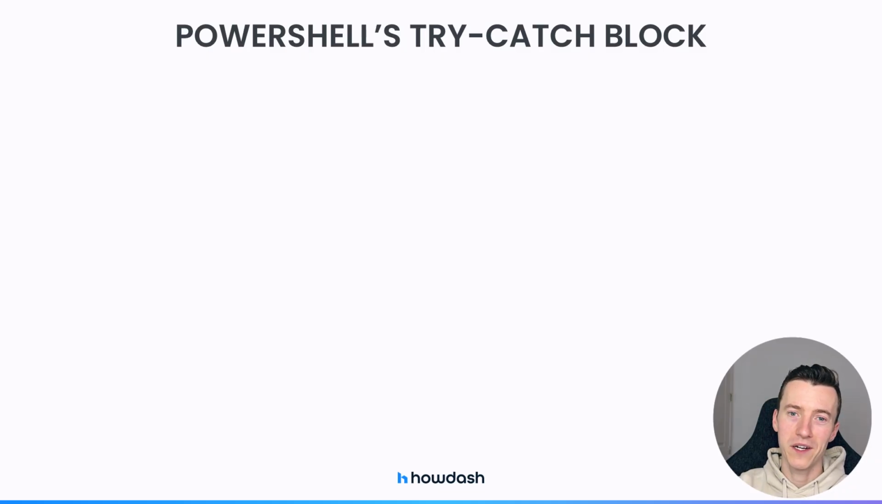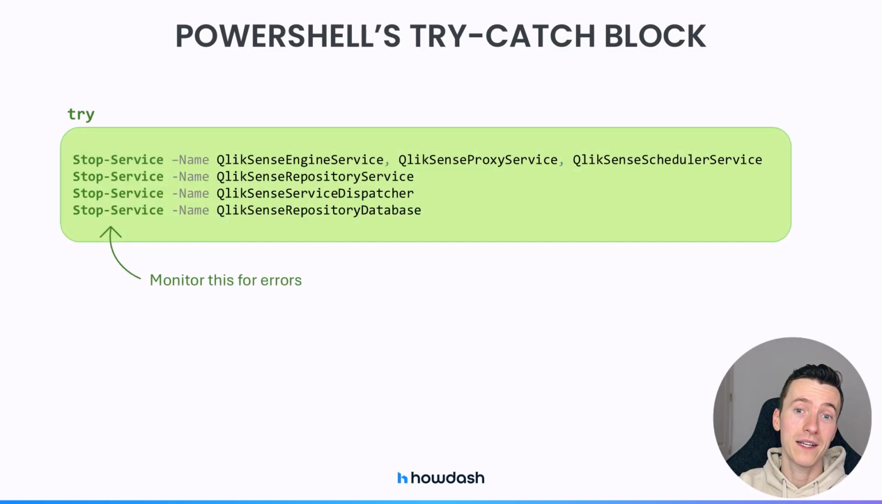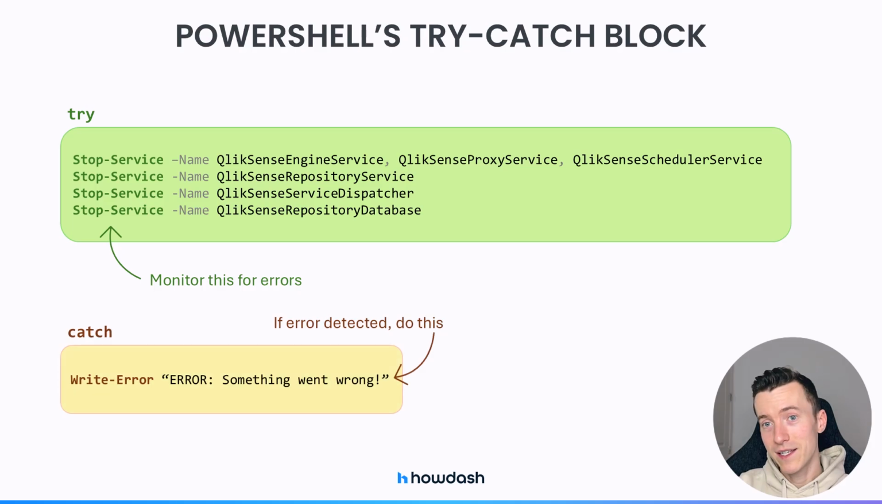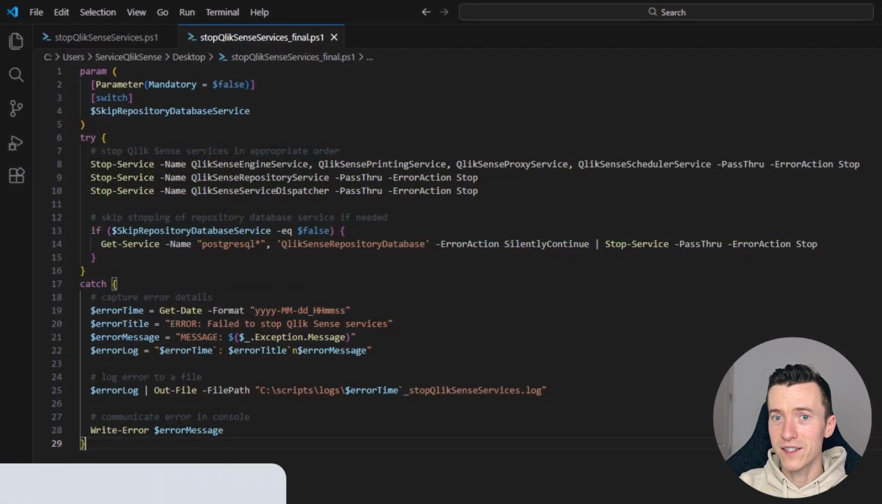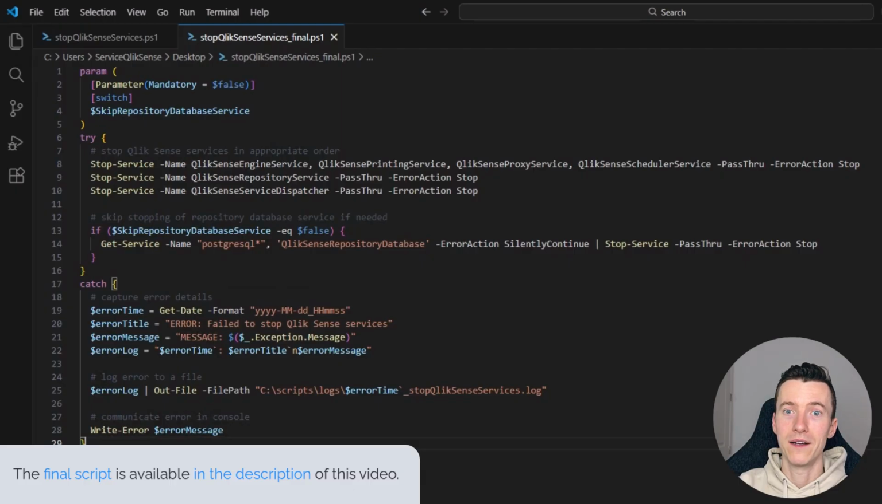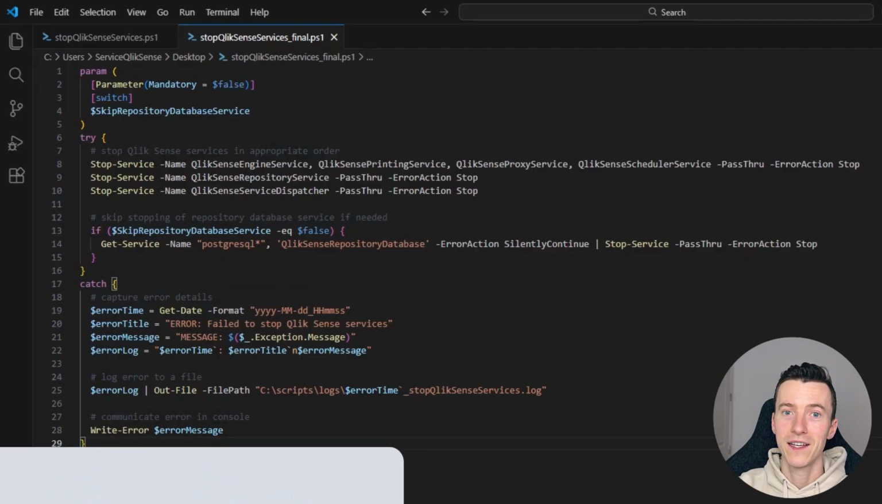If you're not familiar with it, the try block is essentially a space where we write a script that we want to be monitored for errors. And the catch block is a space where we write a script that we want to run only when errors occur inside the try block. Here's an example from the final script to give you an idea of what that will look like.